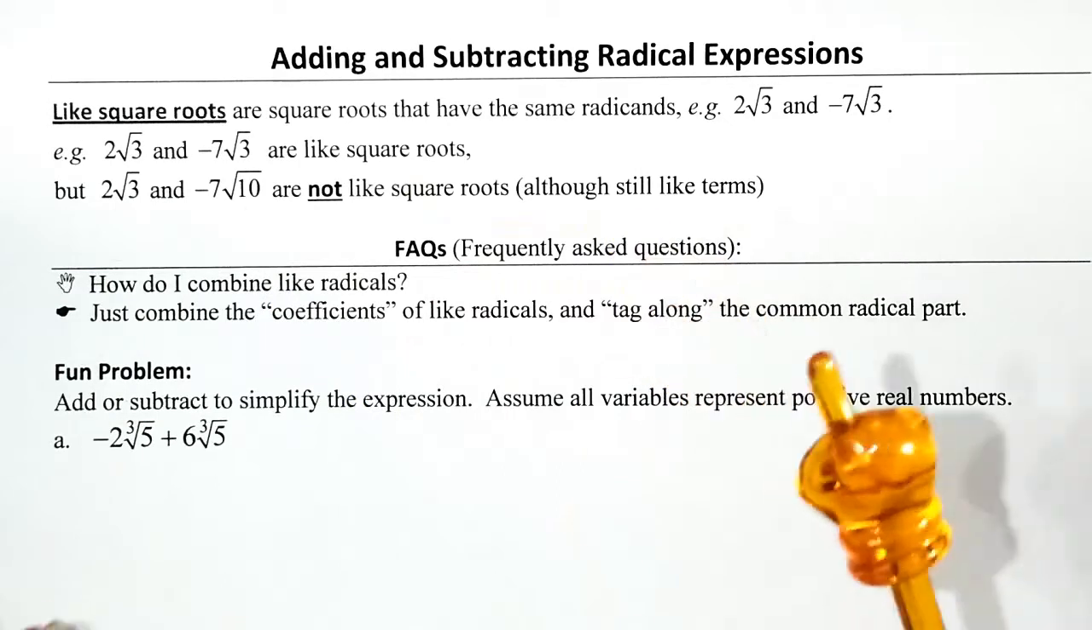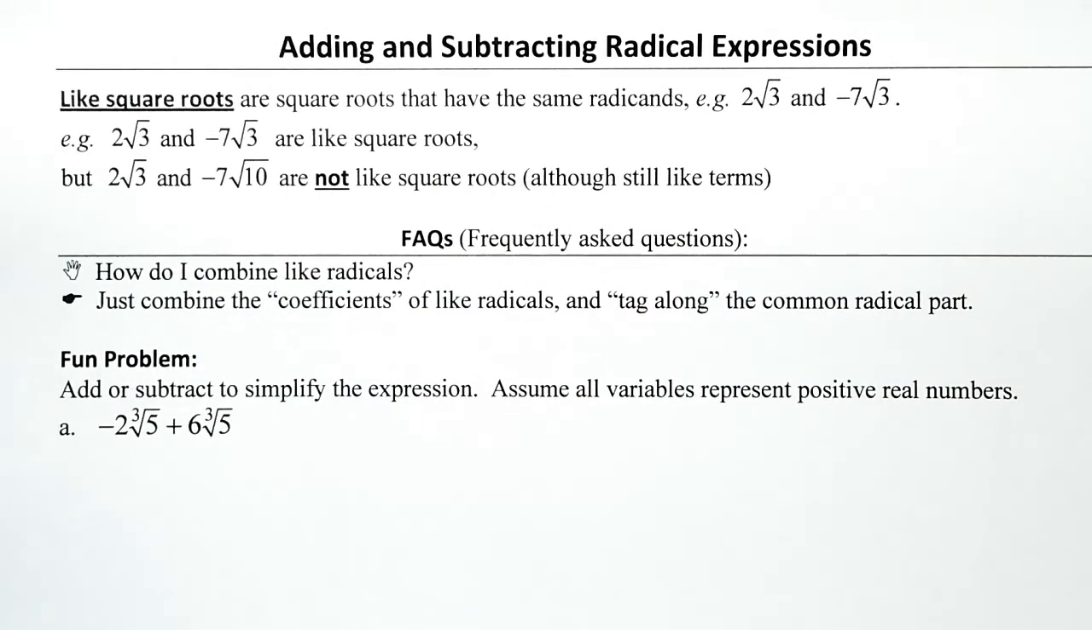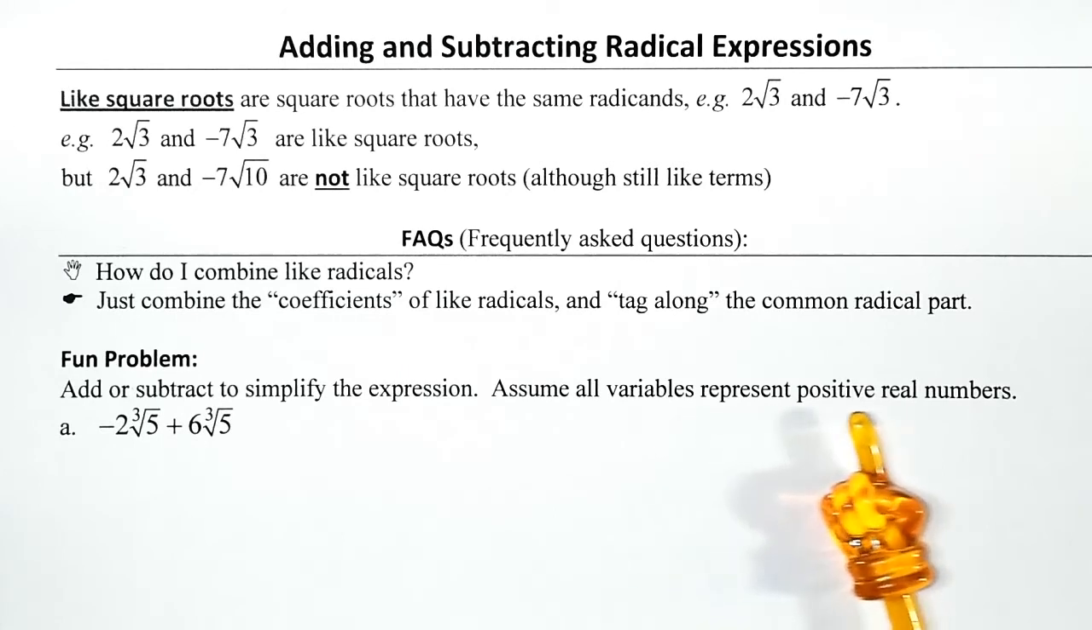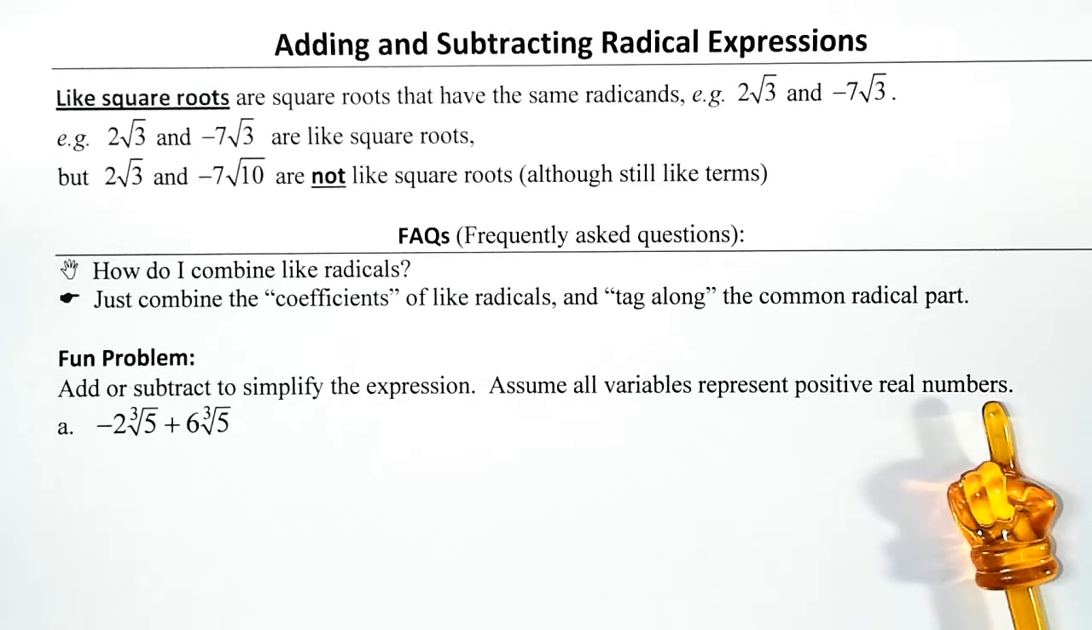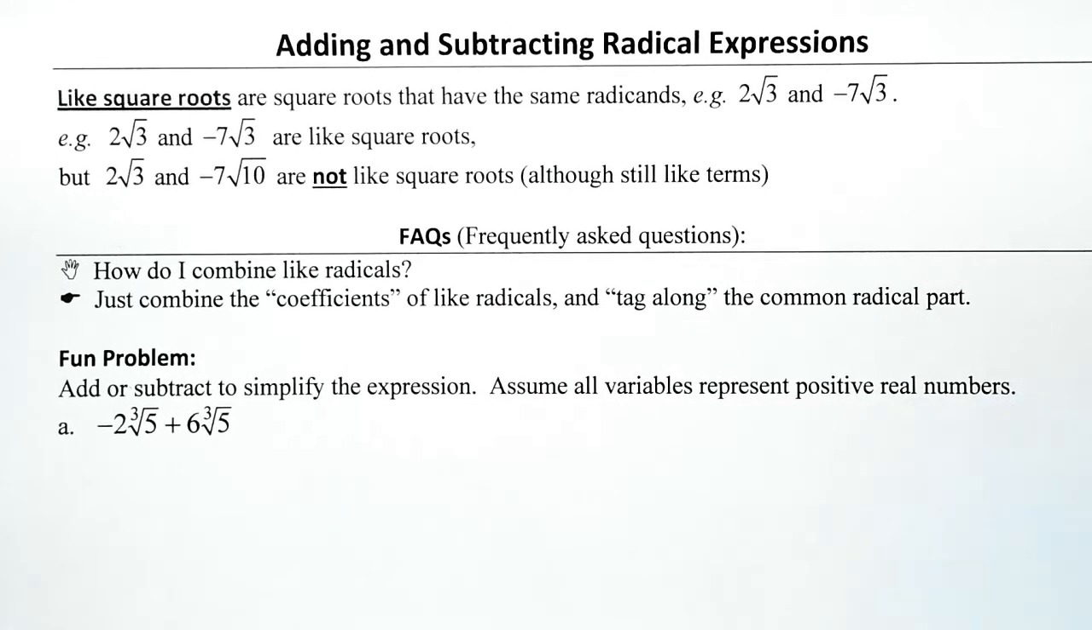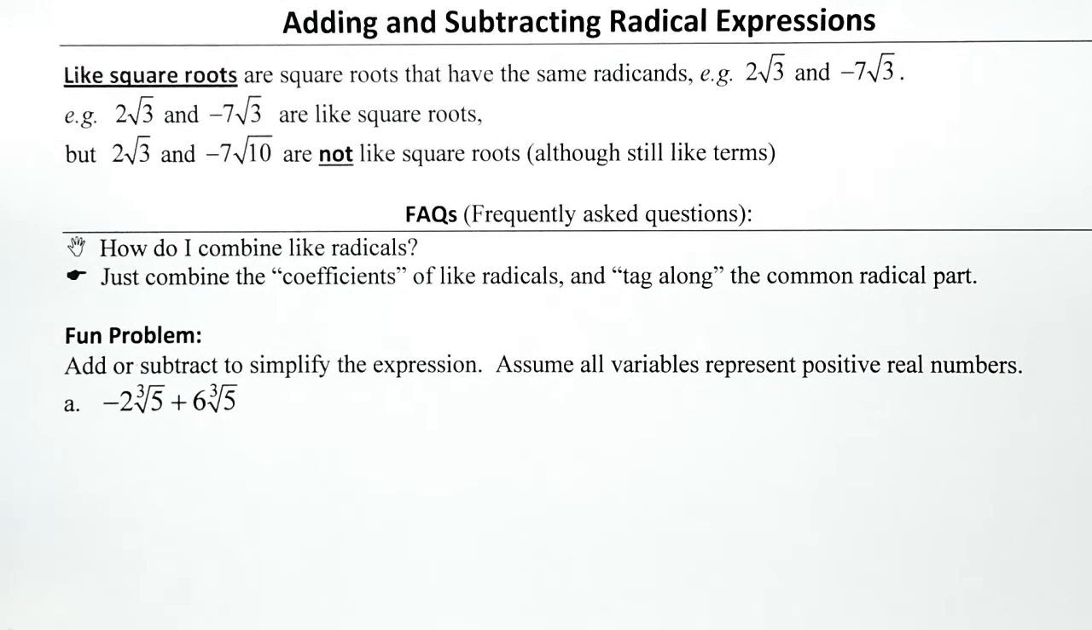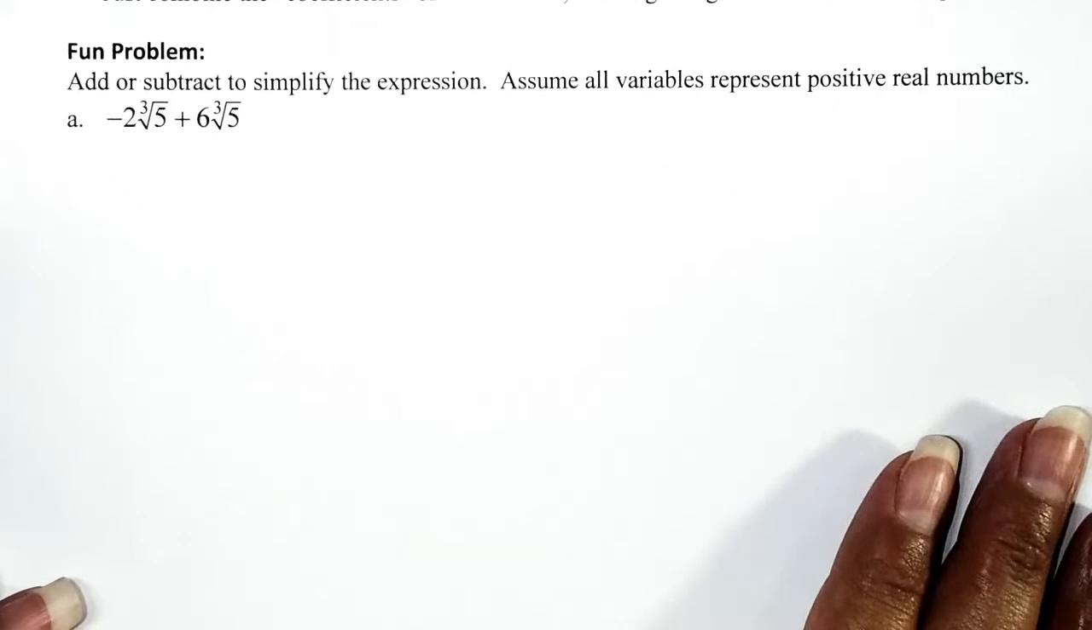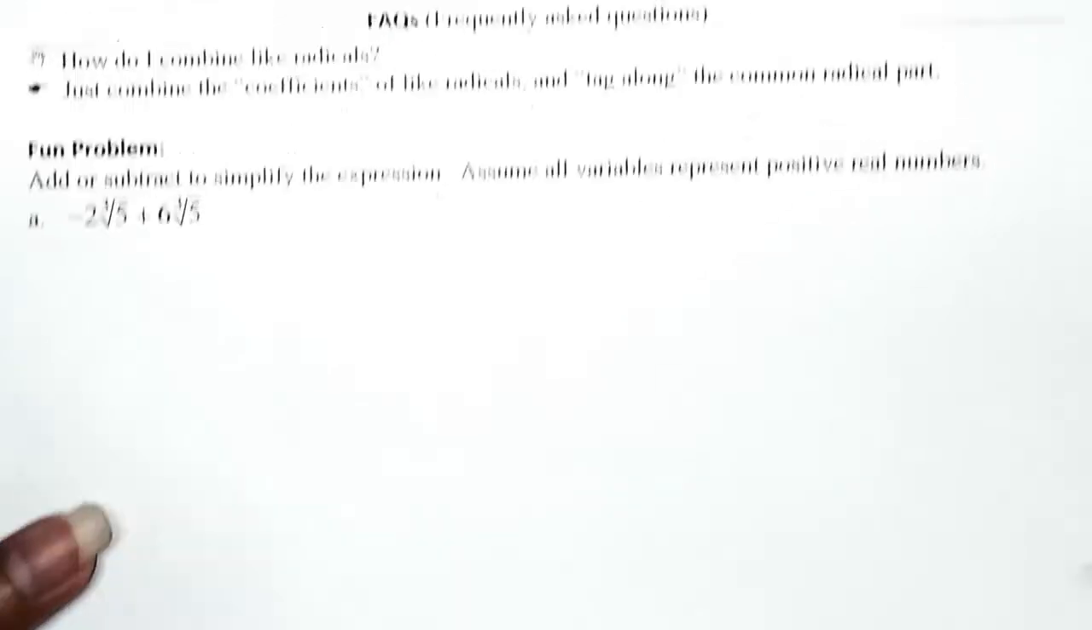The directions read: add or subtract to simplify the expression. And then my favorite disclaimer when it comes to variables and radicals: assume all variables represent positive real numbers. If we have that disclaimer, we don't have to worry about tossing in an absolute value when need be. Okay, so now let's go ahead and do a bonus problem.